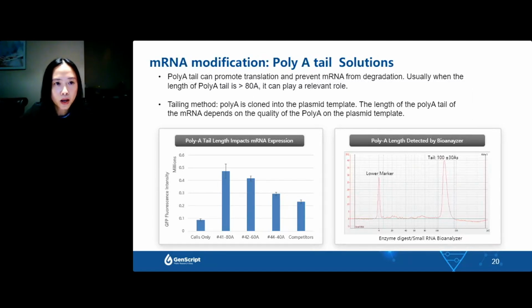Next is the poly-A tail solutions. Poly-A tail can promote translation and prevent mRNA from degradation. Usually, when the length of poly-A tail is more than 80, it can play a relevant role. So in GenScript, our tailing method is to clone poly-A into the plasmid template. And the length and quality of the poly-A tail on the mRNA depend on the plasmid template.